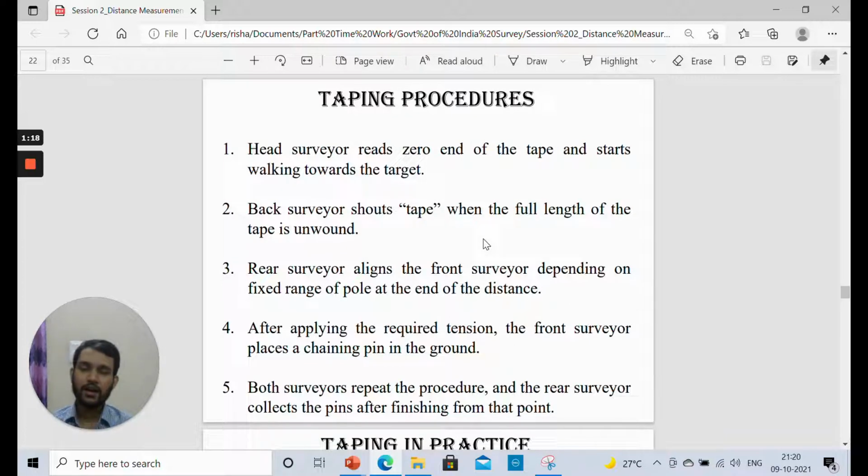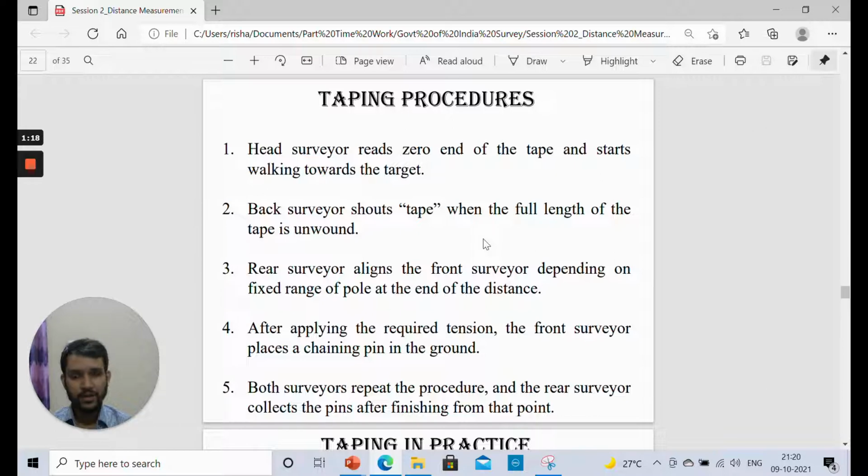Next comes the taping procedure. When the taping work is done on the field, what are the simple steps that we need to follow? Though these steps are very simple and just basic understanding, at times we tend to commit a few errors. So it's good that we go through these steps and try to follow them on the field.